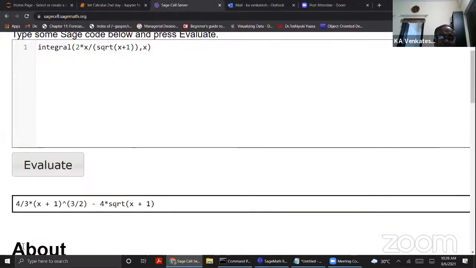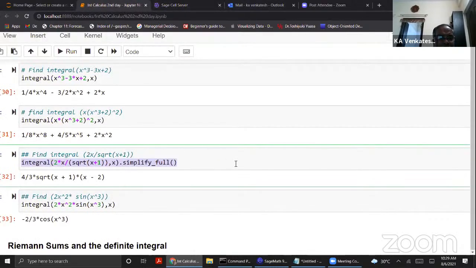And here the answer is 4. See, this is 4 square root of this. So the common terms are pulled out easily, so directly one can do further processing. Depending on the need, you have to utilize which syntax is required.